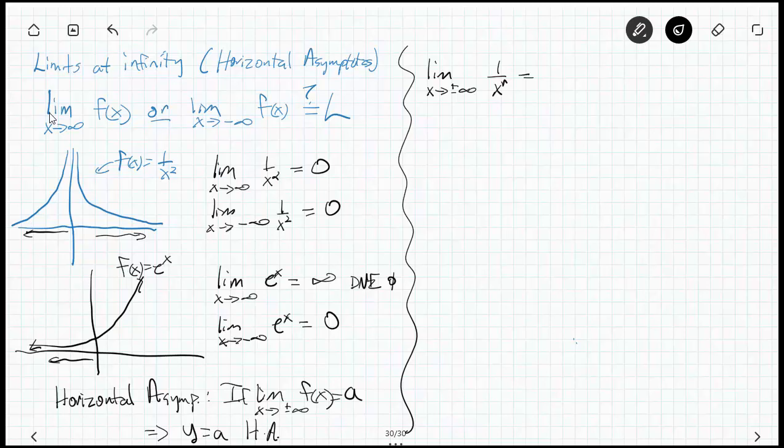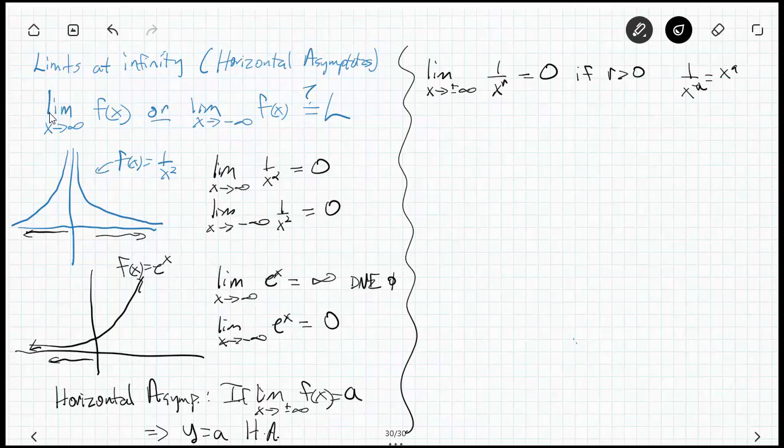This guy is always going to equal 0 so long as r is greater than 0. If r is less than 0, now I'm kicking the r back on top, because remember, 1 over x to the negative a is equal to x to the a. So if that number gets huge, if I flip this up and I let x get really big, then this thing's going to blow up.